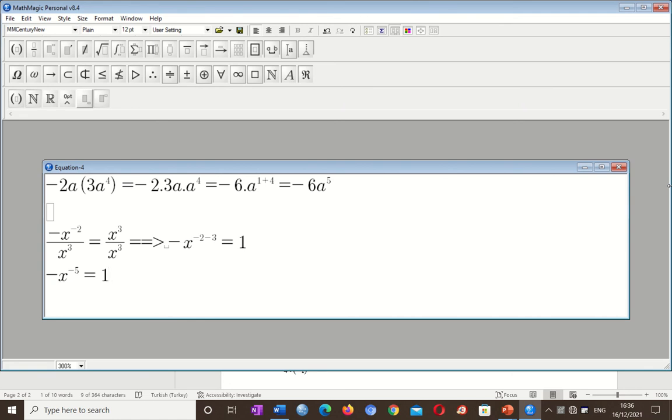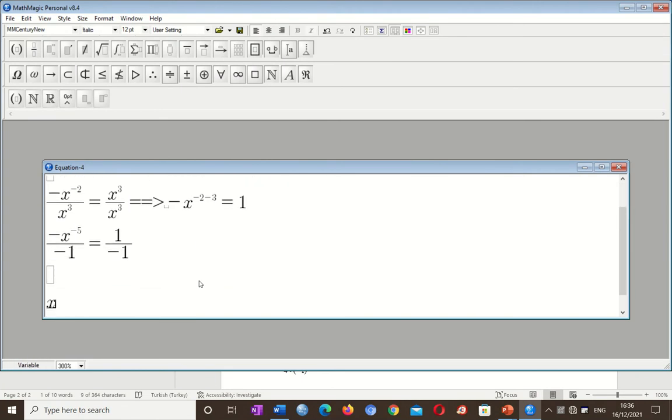This is a little bit complex, you are right. Okay? Now, can I divide both sides with minus 1? I want to leave this alone. I'm going to divide both sides with minus 1. Okay? And now I have x to the power minus 5 equals to minus 1. Okay? Right? Leave it here.